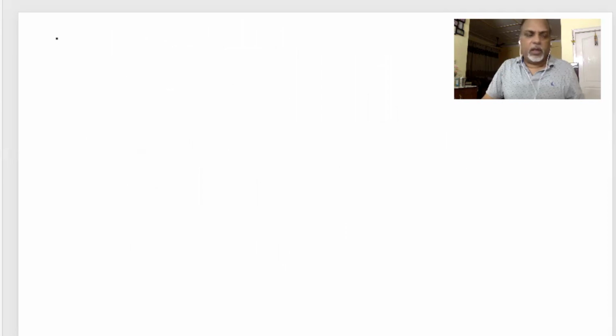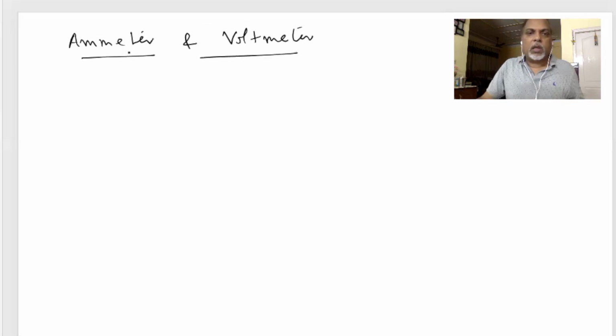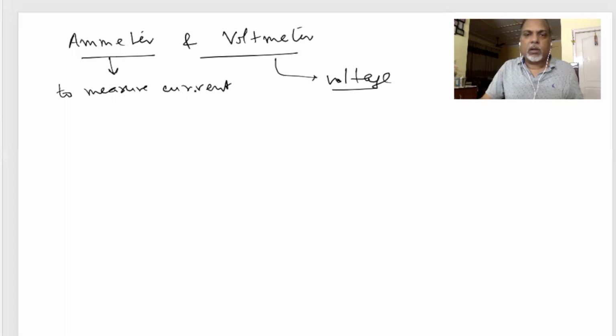Now we will briefly talk about what is ammeter and what is voltmeter. This is a device to measure current, and this is a device to measure voltage. Okay. Now let us see how they are connected.